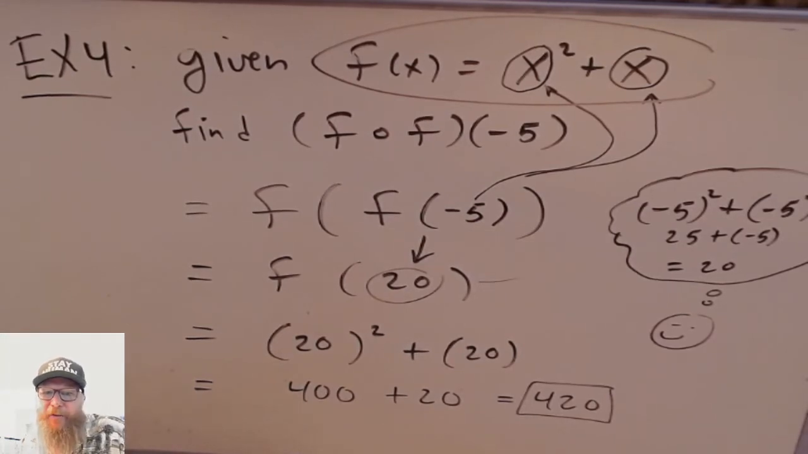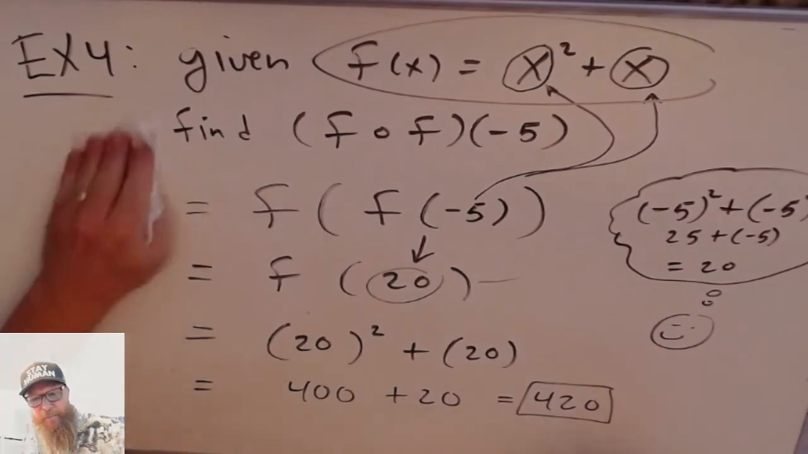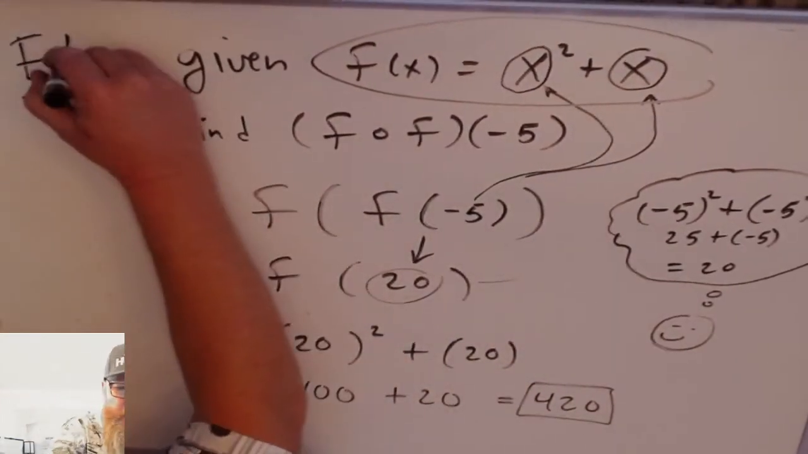So that's F of F with a number. I guess we just got to do it, right? I want to make sure it's complete. Let's do some G of G.